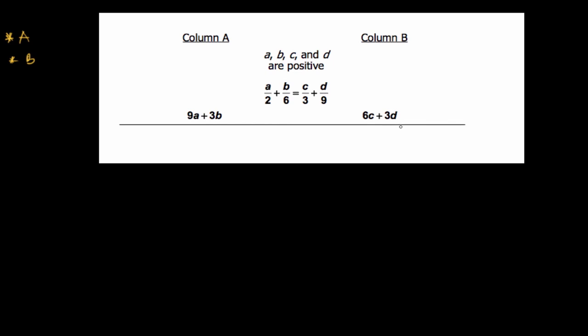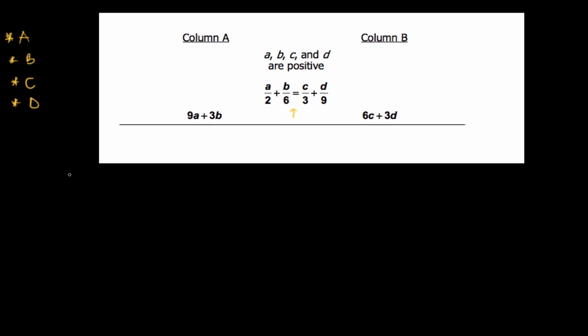That is 6C plus 3D is greater than 9A plus 3B. If you choose C as your solution, it implies that quantity A and quantity B are equal. And if you choose your answer as D, it implies that the information you're given is not sufficient to determine a relationship between column A and column B, that is the quantity in column A and the quantity in column B.